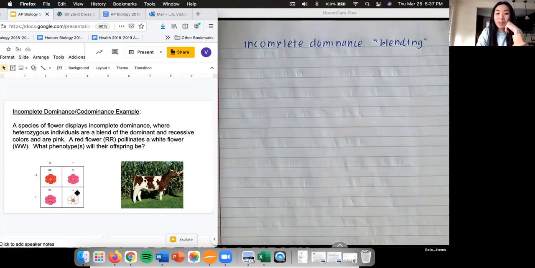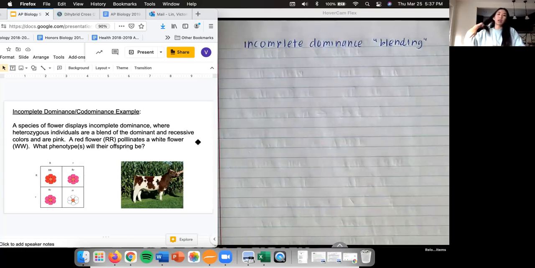But if they were heterozygous, instead of just being red, because red was the dominant color, incomplete dominance is showing that the heterozygous individuals are this pinkish color. So this is an example of blending. Another example is these cows. These heterozygous cows are mixed between black and white. Or sorry, it's not black, it's brown areas and white areas.